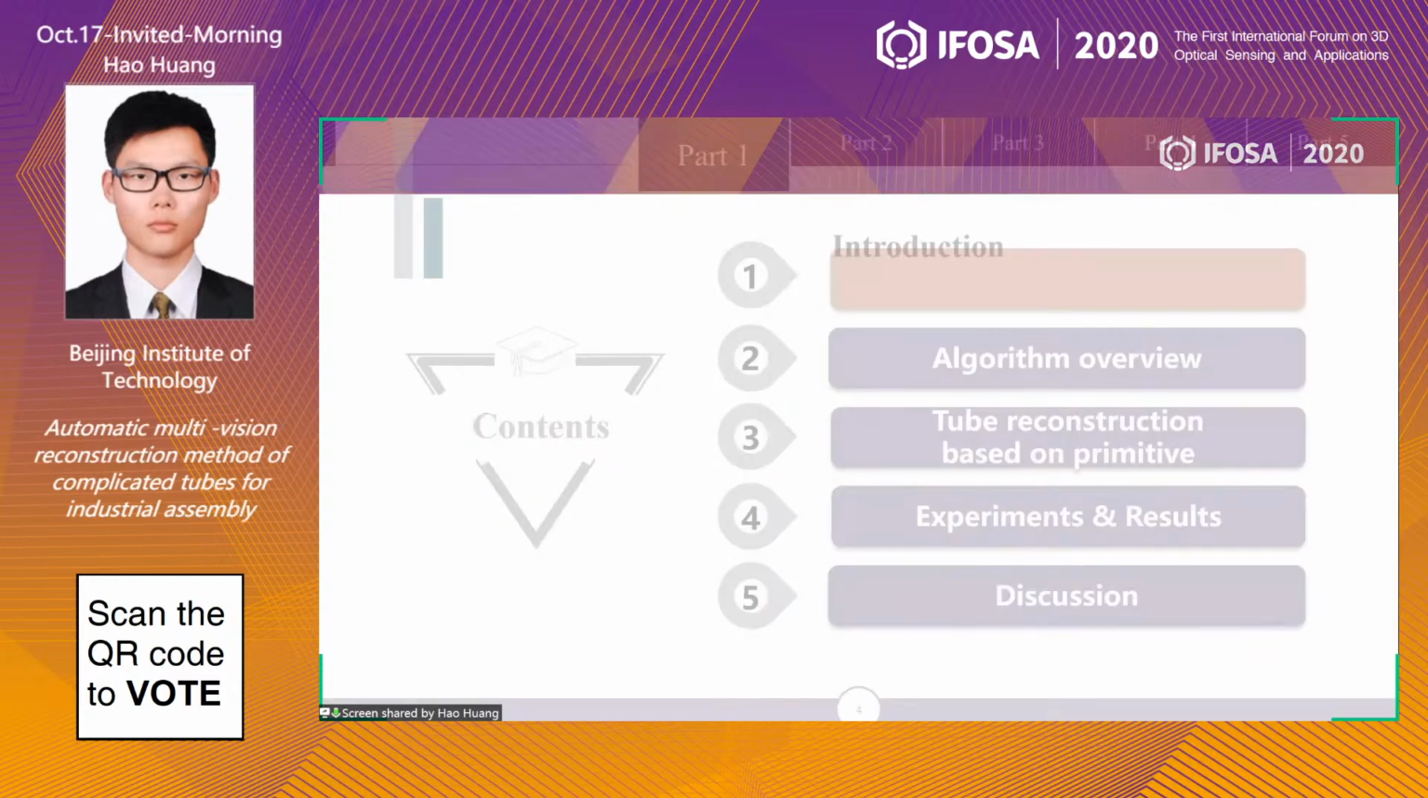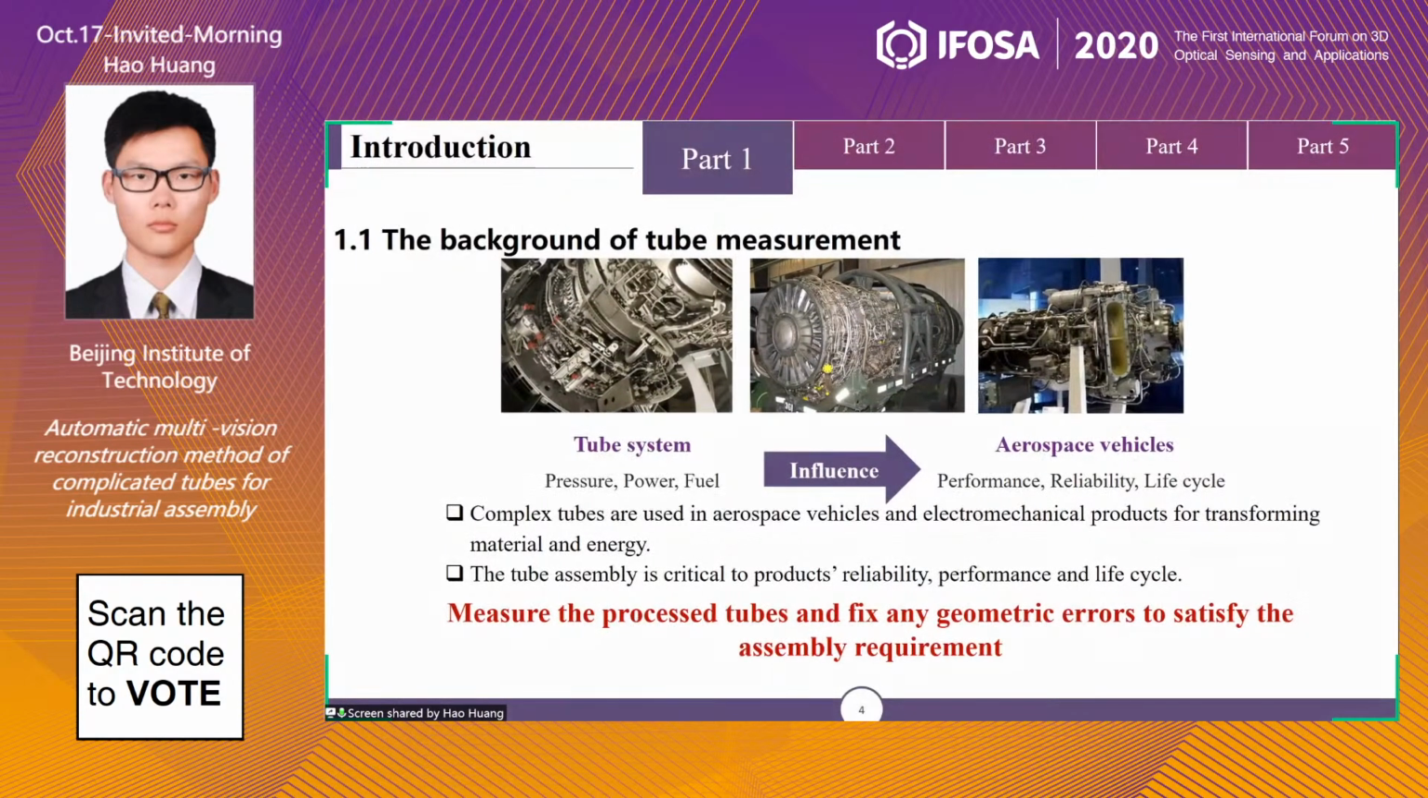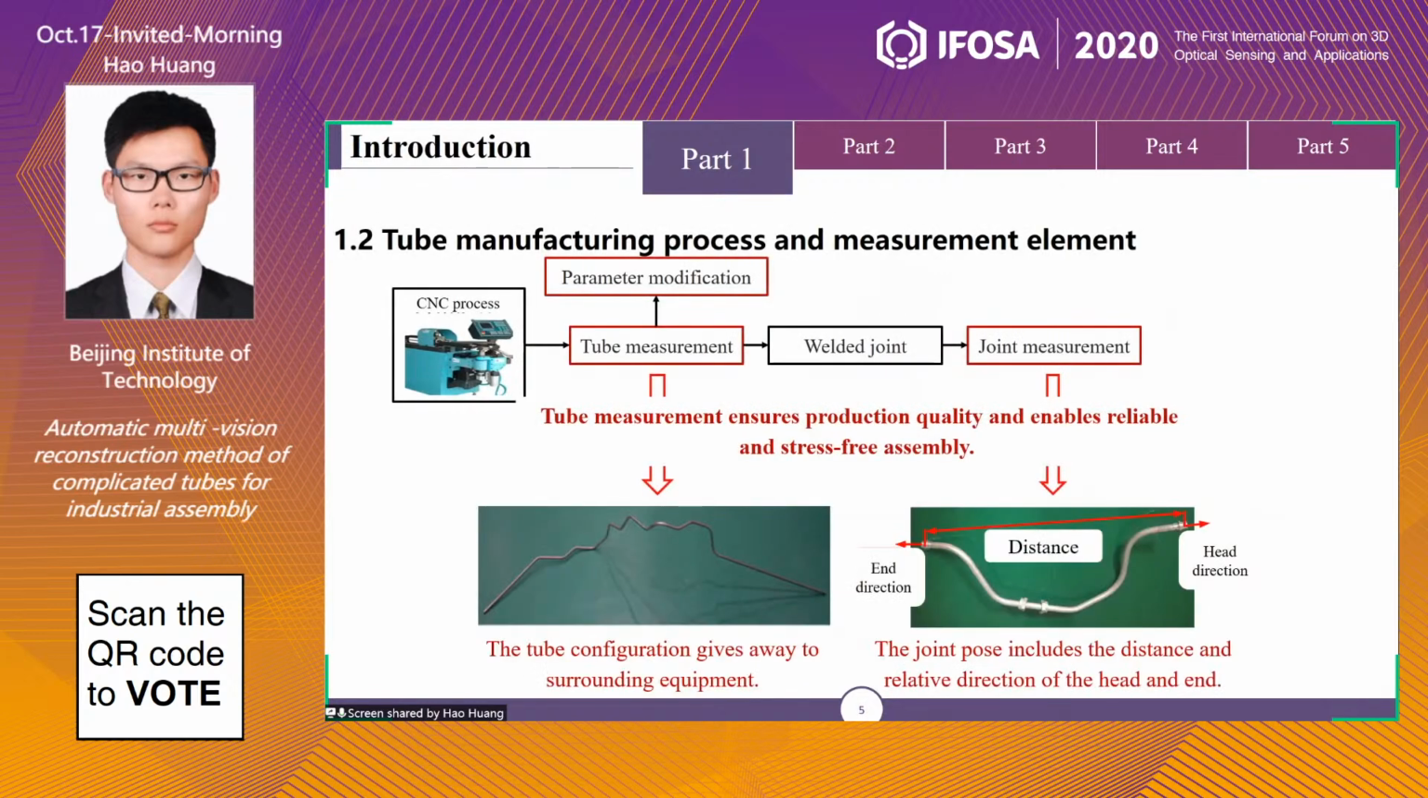First, the introduction part. As is shown in the picture, complex tubes are used in aerospace vehicles and electromechanical products for transporting material and energy. The tube assembly is critical to products' reliability, performance, and life cycle, and therefore, machining the tubes and fixing any geometry errors to satisfy the assembly requirement is important. The reliability of tube assembly is directly affected by the machining quality of the tubes.